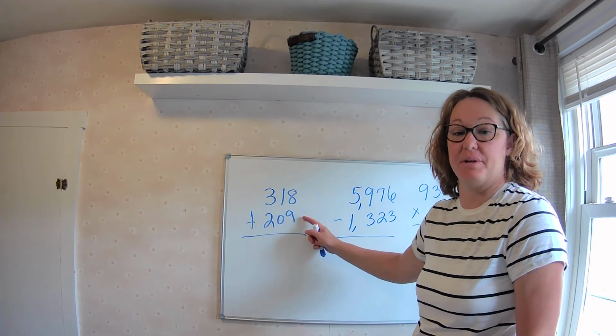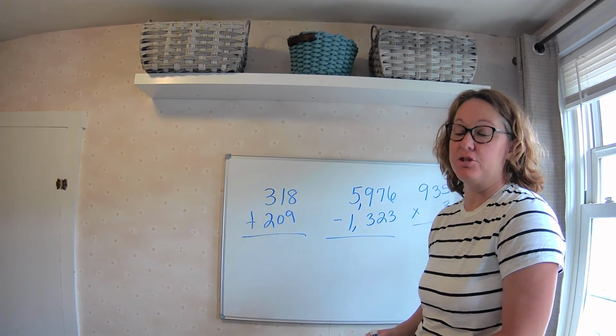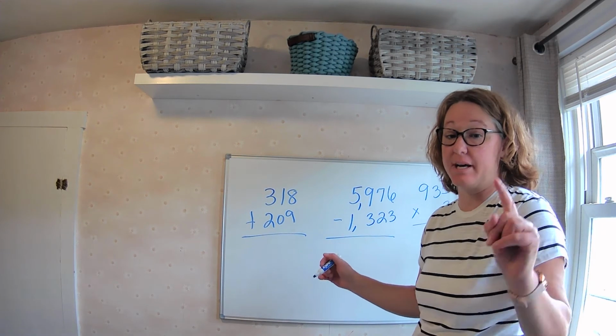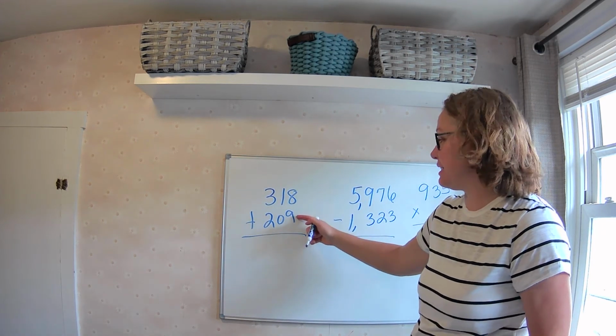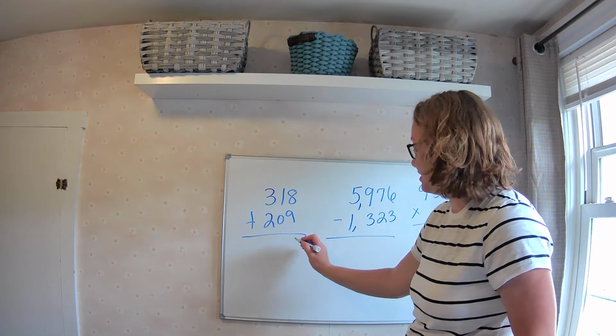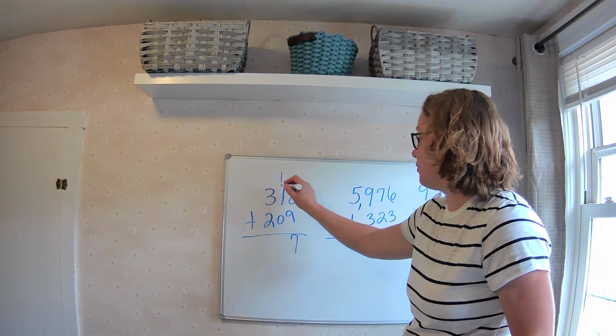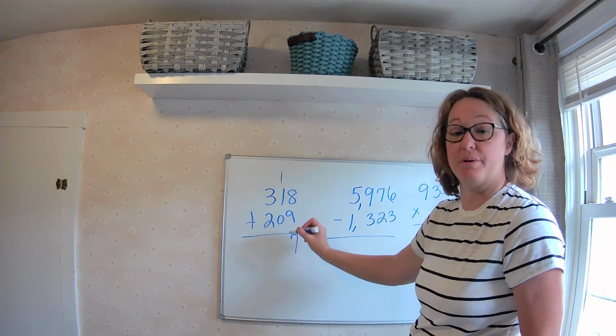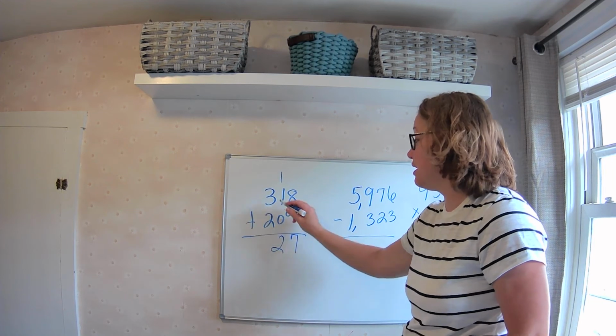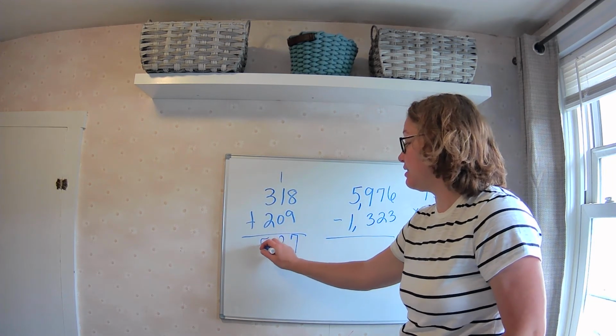We have an addend plus an addend. We're going to get a sum. So let's start with the ones column. Again, we do one column at a time. We have 8 plus 9. 8 plus 9 is 17. Put a 7, carry a 1. 1 plus 1 is 2 plus 0, so we still have 2. 3 plus 2 is 5.